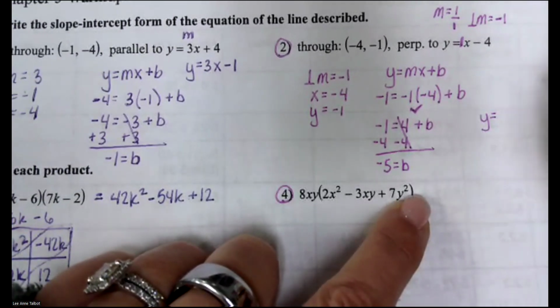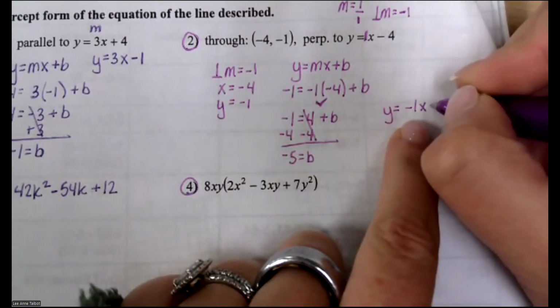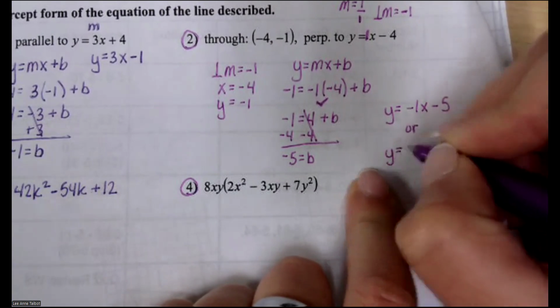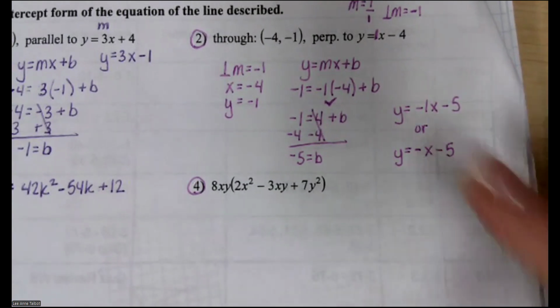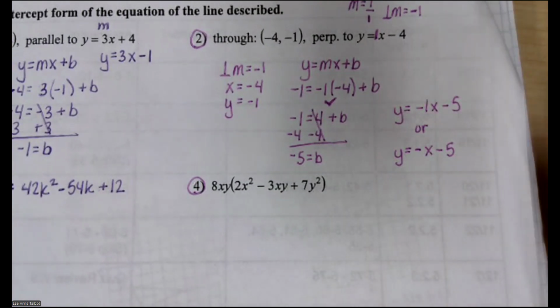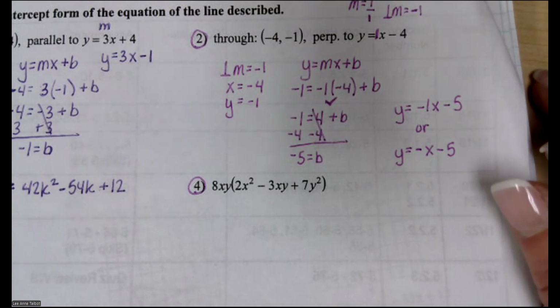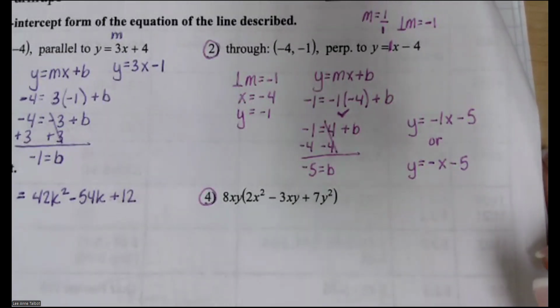So y equals, okay, so you have options here. You can write -1x minus 5 if that is the best thing for your brain, or you can write just -x minus 5. Either way, those are both completely full credit. I don't care. They're the same thing to me. Anyone need anything from number 2? Are you guys getting the hang of the opposite reciprocal thing? I know it was a little hard for a little while.